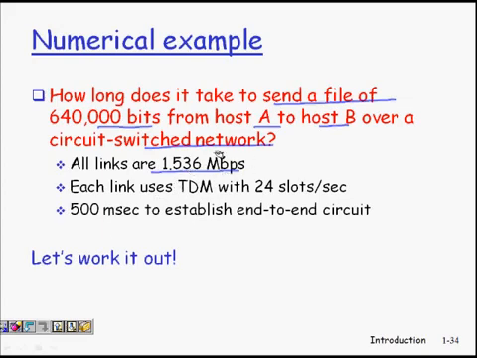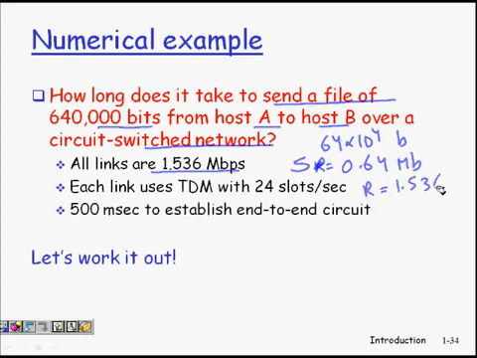So I have 64 × 10^4 bits, or 0.64 megabit. No, this is not the bandwidth, this is the data size. This is the size of the file I have to send. My link speed is 1.536 megabits per second. That is the rate at which I can send data.